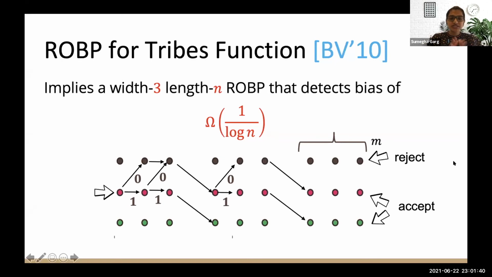Next I want to illustrate this simple width three read-once branching program that computes the tribes function, for some intuition of how ROBPs are useful. So this is a width three read-once branching program, and we divide each layer into three colors: one brown, one red, and one green. We start at the red node, and then for the next m input bits, whenever we see a zero, we transition to a brown node.